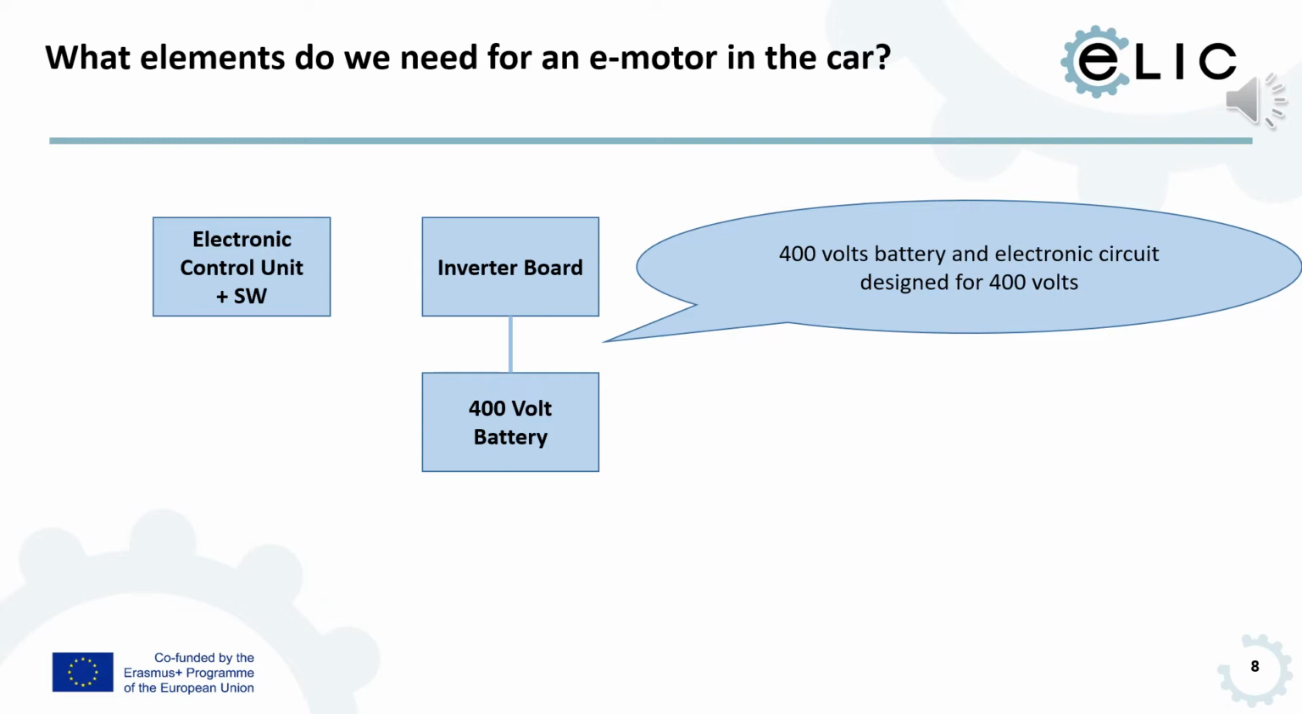So imagine we have therefore an electronic control unit where all the logic is on it with 12-volt power, and for the actuation of the e-motor we have the 400-volt battery and the inverter board to handle the 400 volts and the three-phase currents to control the three-phase e-motor.